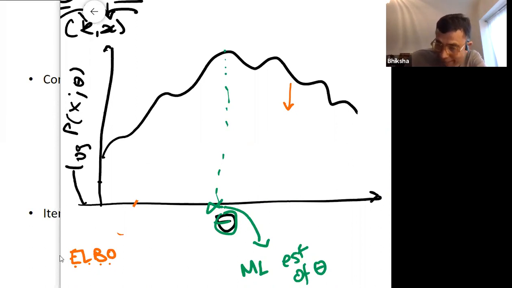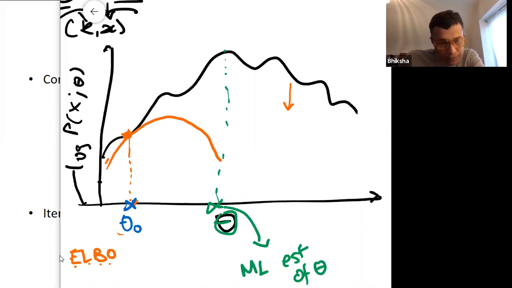you can control this function such that it touches the log likelihood function itself at a point of your choosing, right? So we have the ability to make this lower bound function touch the log likelihood function at a point of your choice. Now we start off with some initial estimate, which we call theta 0. Then I'm going to construct my elbow to touch my log likelihood function at theta 0. So my elbow might be something like this.